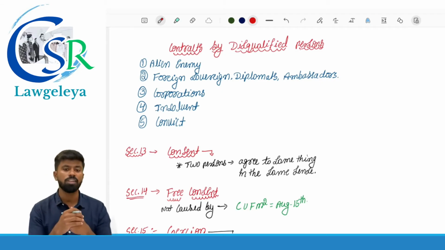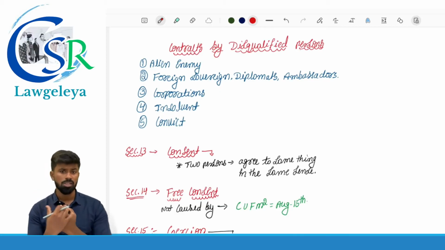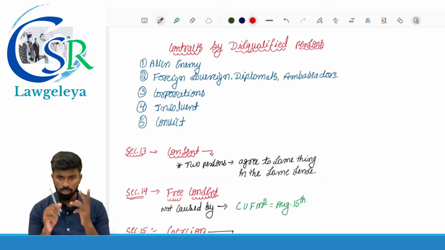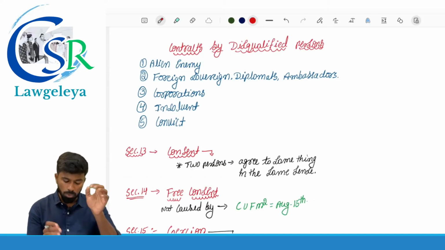Next one, a convict, the person who is under imprisonment. During such time, he cannot enter into a contract. So these are the persons who are disqualified by law. Section number 11 provides the parties who are incompetent to contract: minor, unsound mind, persons who are disqualified by law. 11 minor, 12 sound mind.